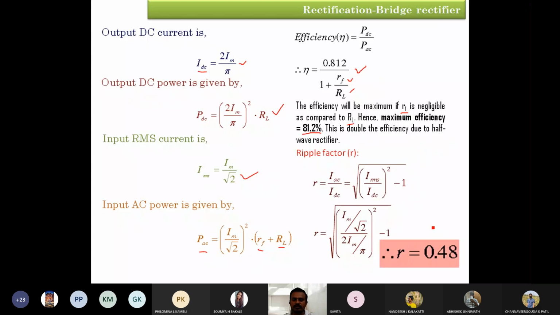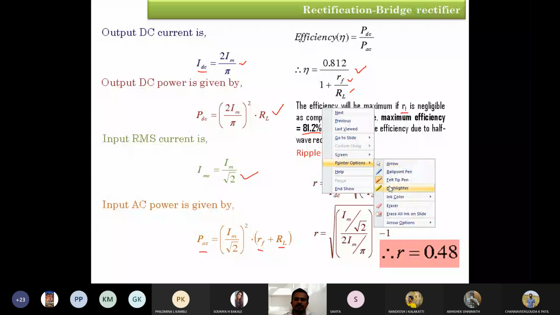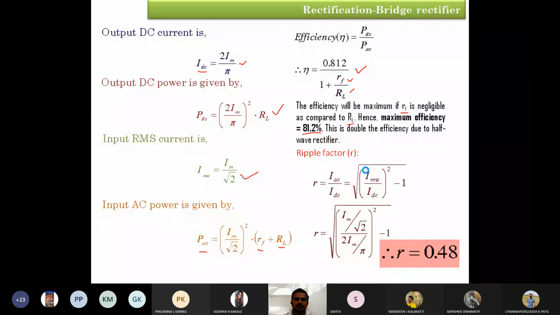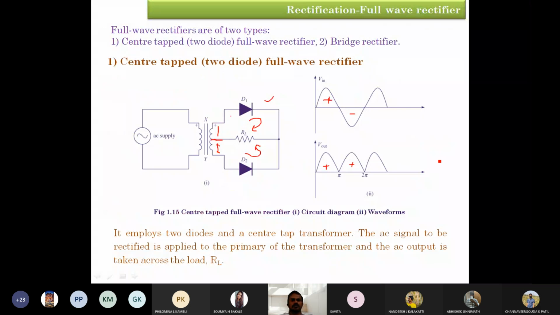So this one is today's session, that is full wave rectifier. So what are the things we have observed? We have observed the full wave rectifier is of two types. One is the center tapped, another one is the bridge rectifier. In the center tap, we are going to use a special transformer that has a middle secondary, a common terminal. Okay, so the secondary of the transformer is divided into two halves.